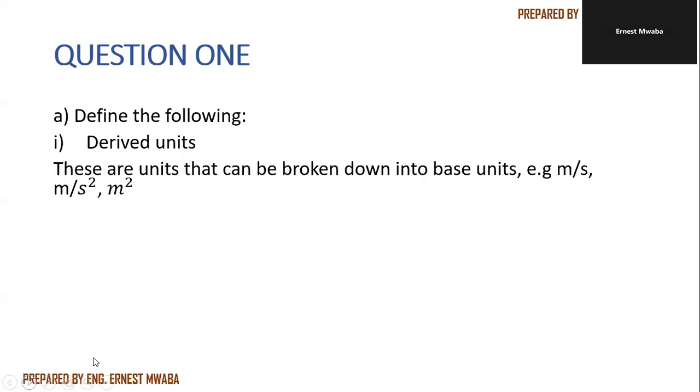Question number 1, like I keep emphasizing, this is a compulsory question as usual. It says define the following derived units. Now, a derived unit is normally a combination of those ones we call the basic units. Examples, meters per second squared, kg per cubic meter, and the list goes on.